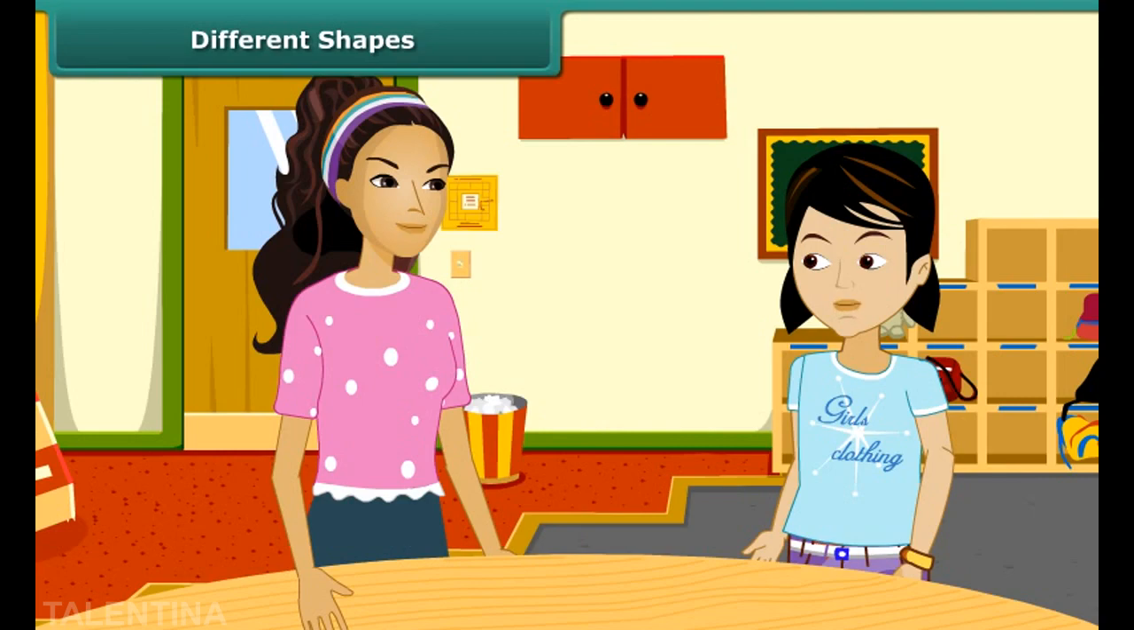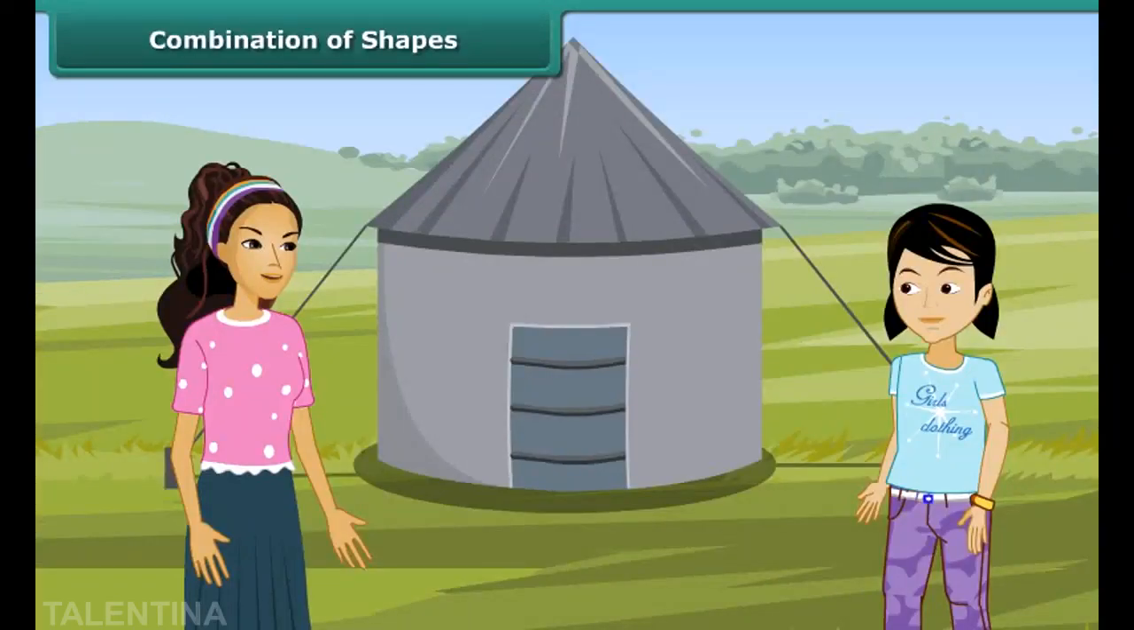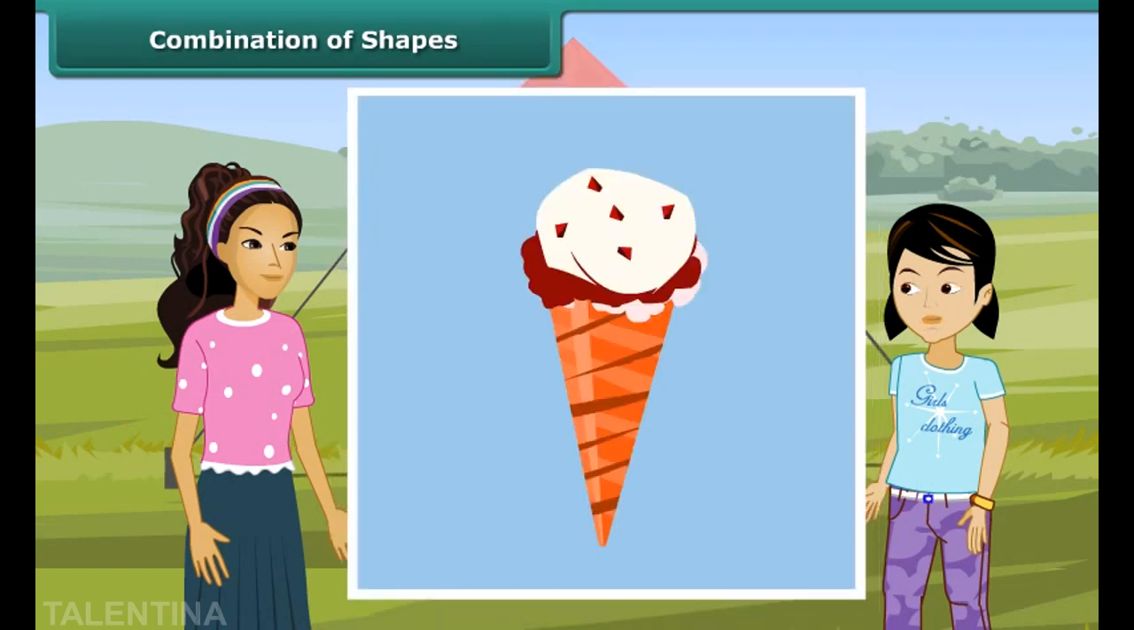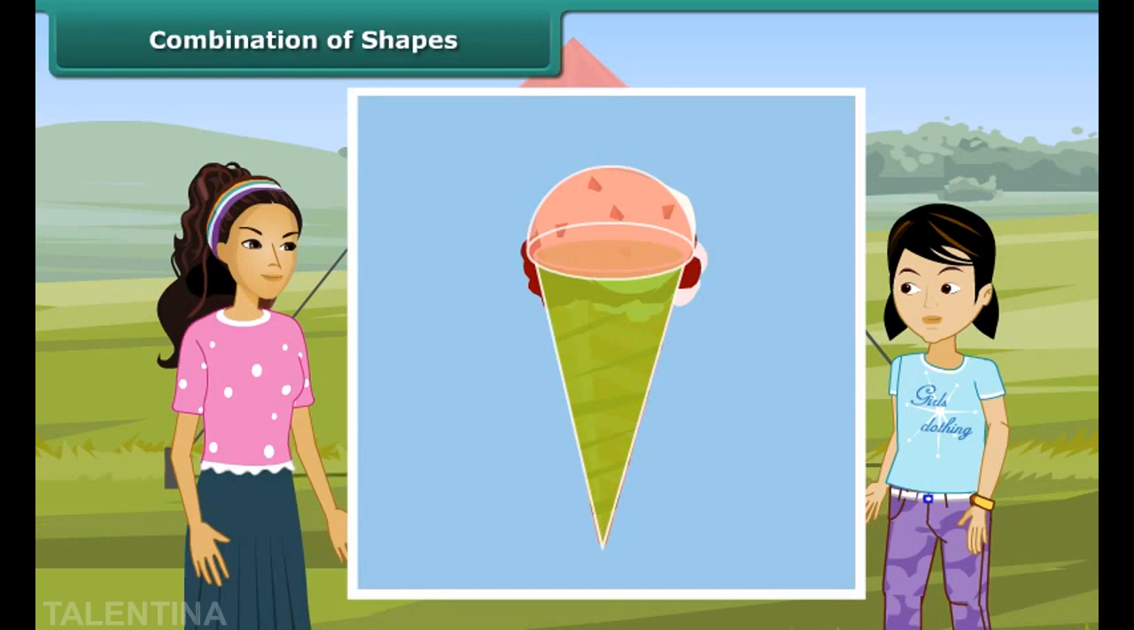Come, Rita, look at this tent. This is made up of two shapes. Can you tell the name of the shapes? Yes, I can see the shapes. One is a cone and another is a cylinder. Correct. Similarly, we have an ice cream. We can see that the cone is surmounted by a hemisphere.